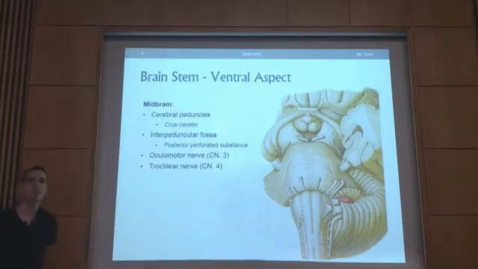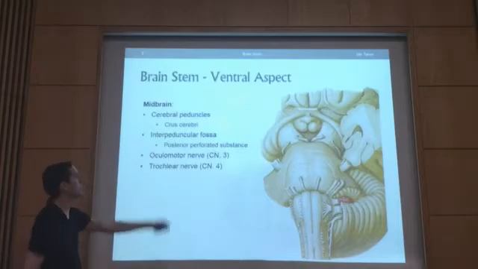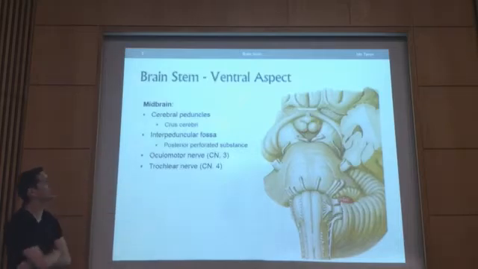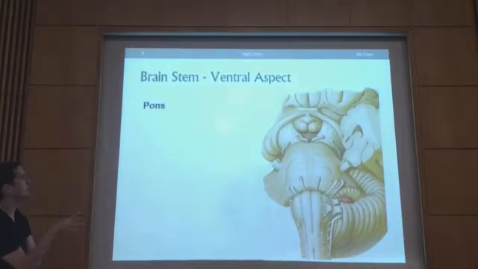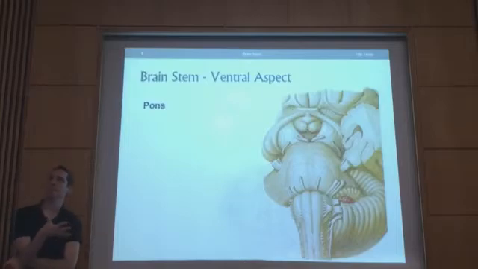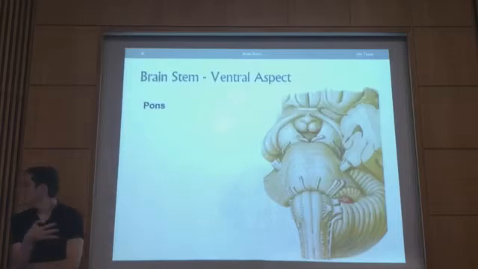So these are the main structures of the midbrain that we can see in the ventral aspect. Any questions about the midbrain here? Excellent. So the next structure of the brainstem is the pons. Okay, maybe we'll just write it down to have the structure.